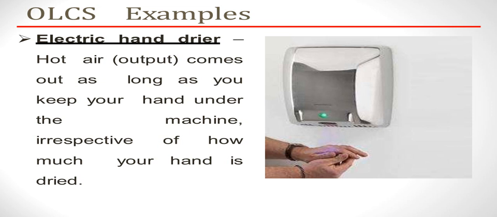So here are some examples of open loop control system. The first one is electric hand dryer. Here when you keep your hand under the machine, the hot air comes out of it, irrespective of how much your hand is dried. So it is based on how much time you are keeping your hand below that hand dryer.